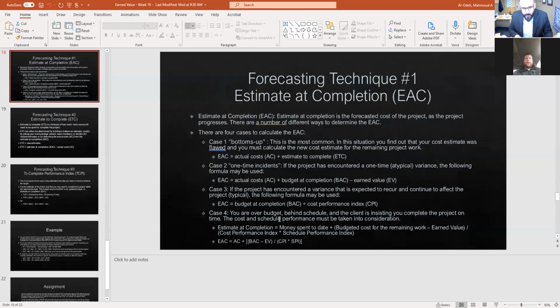And the fourth case would be that you are over budget and behind the schedule, but the client would insist that you have to finish it on time. So in this case, the estimate at completion would be the actual cost plus the budget at completion minus the earned value, divided by the CPI times the SPI. In this case, we take the cost index and the schedule index into consideration.